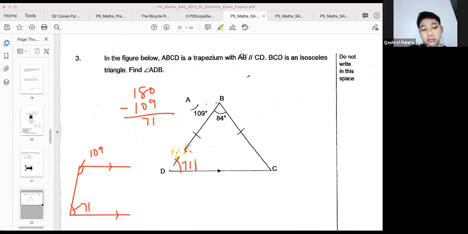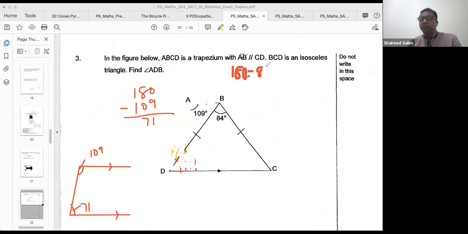What triangle is this? Isosceles, right? Can you see it's isosceles? These two are the same. How to find one of these? 180 minus 84. When you minus 84, you will get 96. 96 is for these two angles here, 1 and 2. And they are the same.